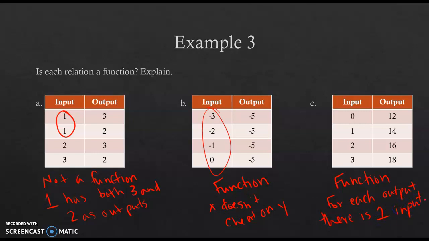Simple as that. All right, so that's where I'm going to stop on this one, where we were talking about what is and what isn't a function using both the mapping and the table. The next video, we're going to look at graphs, and we're going to learn what the vertical line test is.